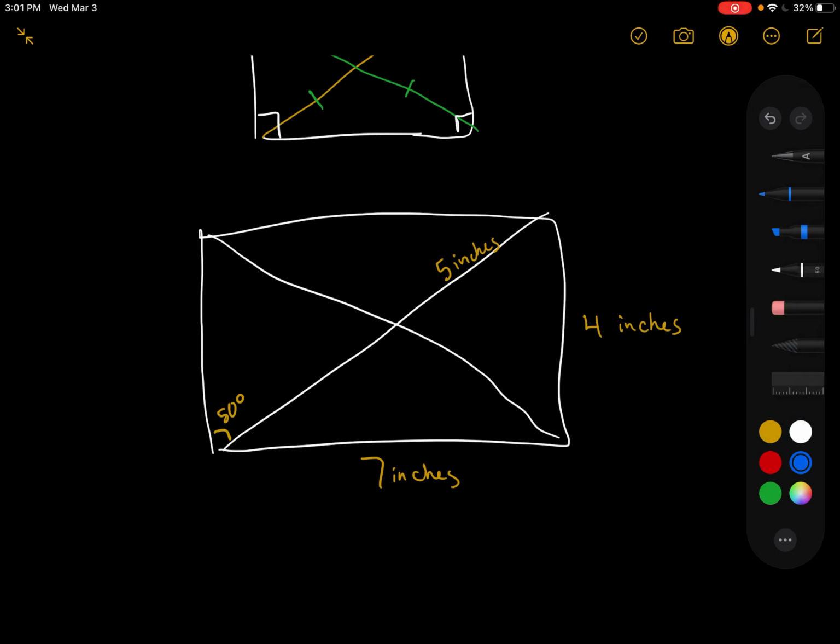So based off of the properties from before, we know that rectangles are parallelograms, so opposite sides are equal, so we can fill those in right away. We also know right away that our diagonals are all equal to each other. So this has to be 5 inches, this has to be 5 inches, this has to be 5 inches as well.